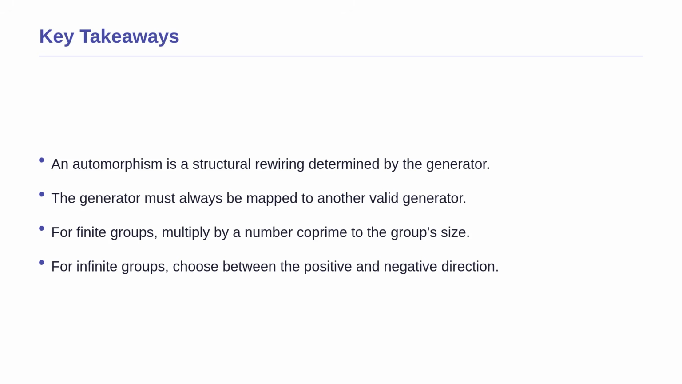Let us summarize what we have learned today. An automorphism of a cyclic group is a structural rewiring that is completely determined by where it sends the group's generator. To preserve the group, the generator must always be mapped to another valid generator. For finite groups, this means multiplying by a number that shares no common factors with the group size. For infinite groups, it simply means choosing between the positive and negative direction. You now understand the fundamental mechanics of cyclic group automorphisms.